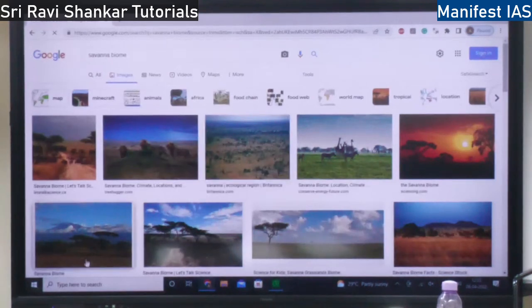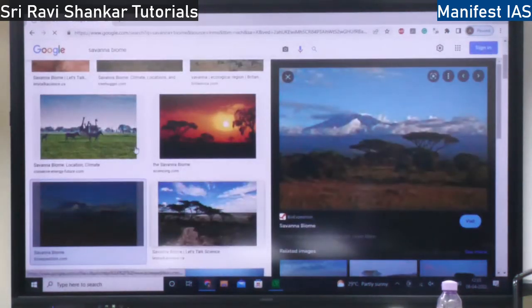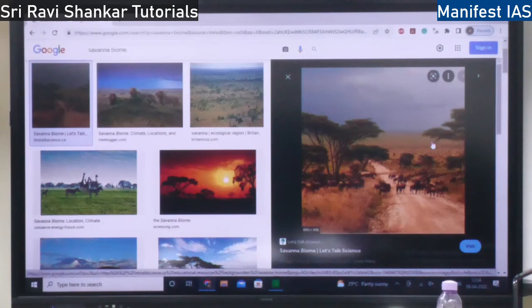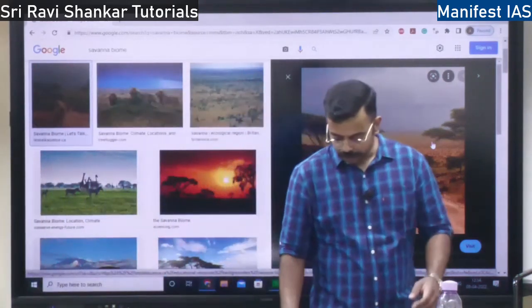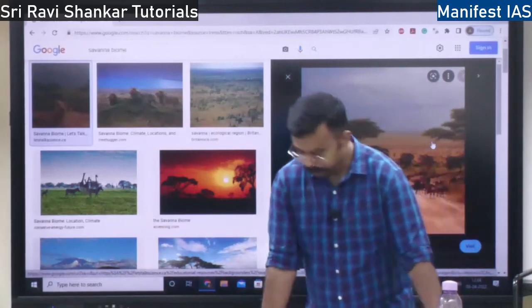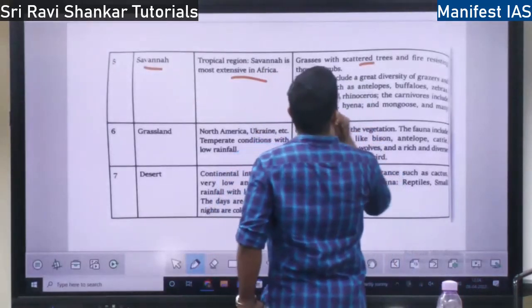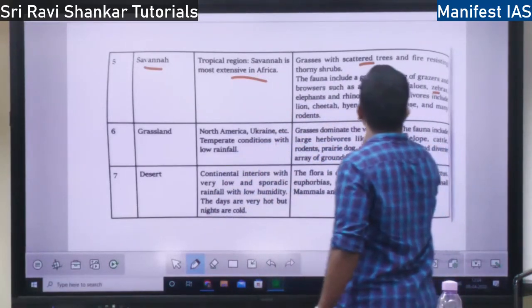See, this is a savanna biome. There will be a lot of grasses. Somewhere you will find one or two trees like this. This is savanna. Okay. So here you find the animals, antelopes, all types of animals you will find here.